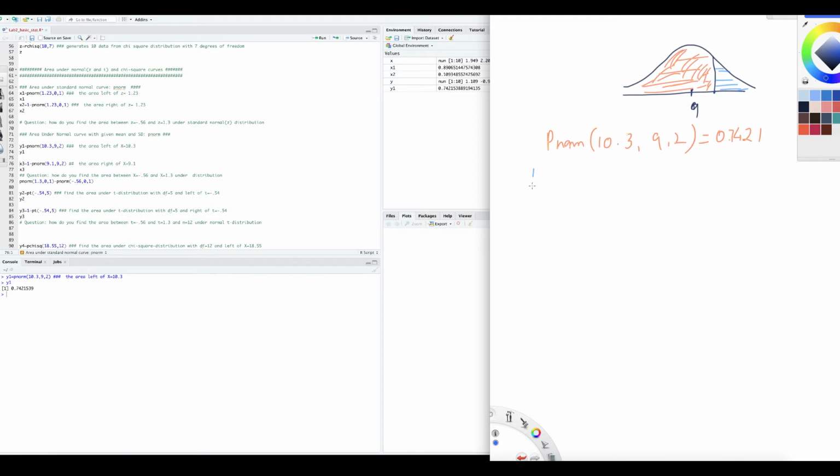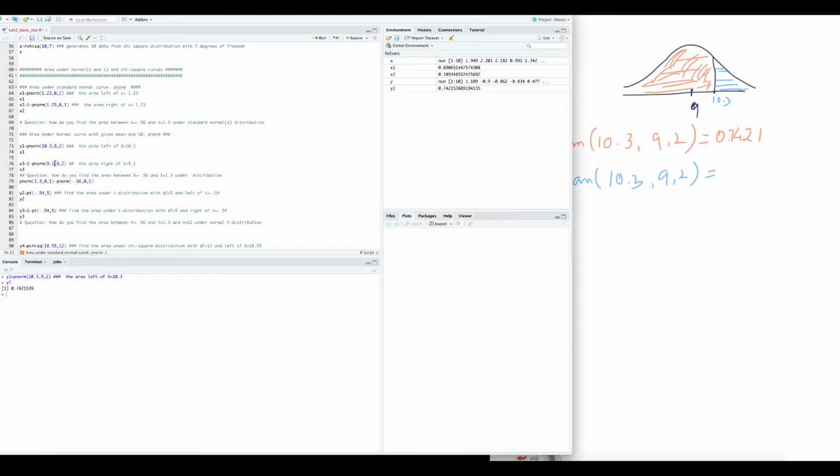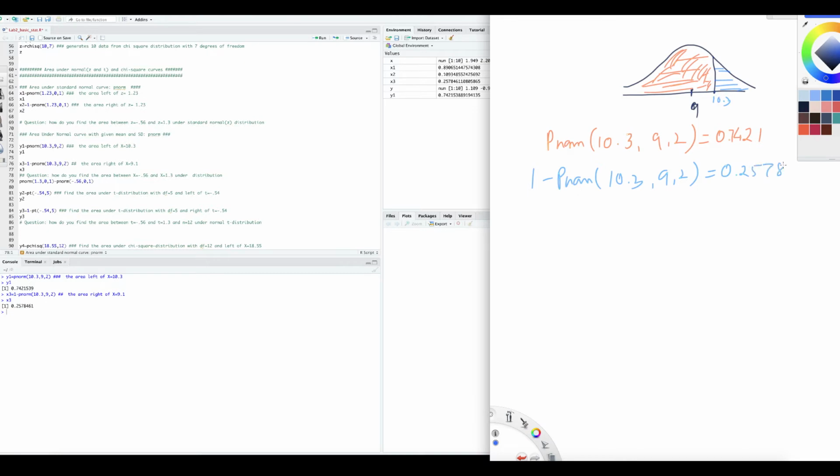So how do you do that? Again, 1 minus pnorm, 10.3, because that number is 10.3. Okay, and then 9, 2. So this will give you, let us say what? Oh, this is taking a different number. I mean, you can take the same number or a different number, whatever you need to do there. So if you find out that 10.3 there, then you get 0.2578. That's what you get. That is the area right of that, okay.